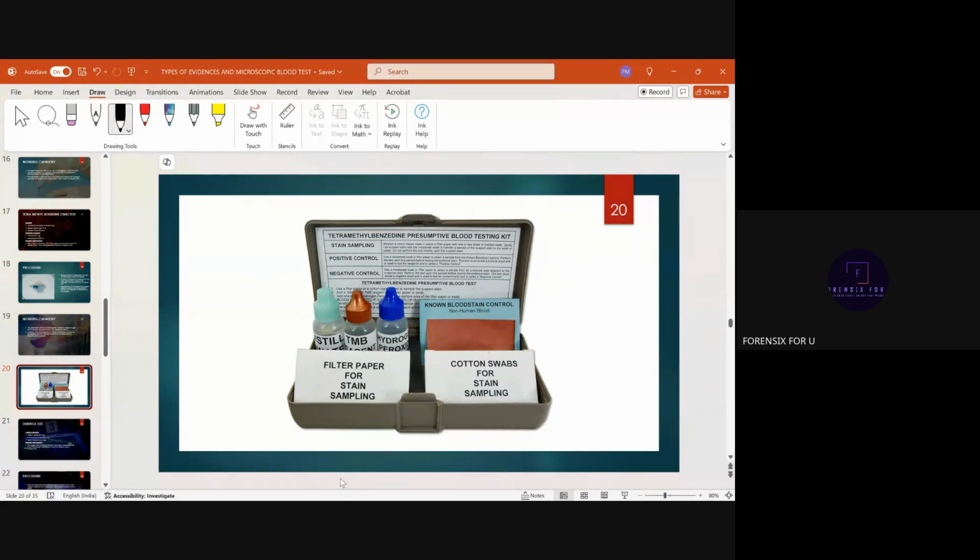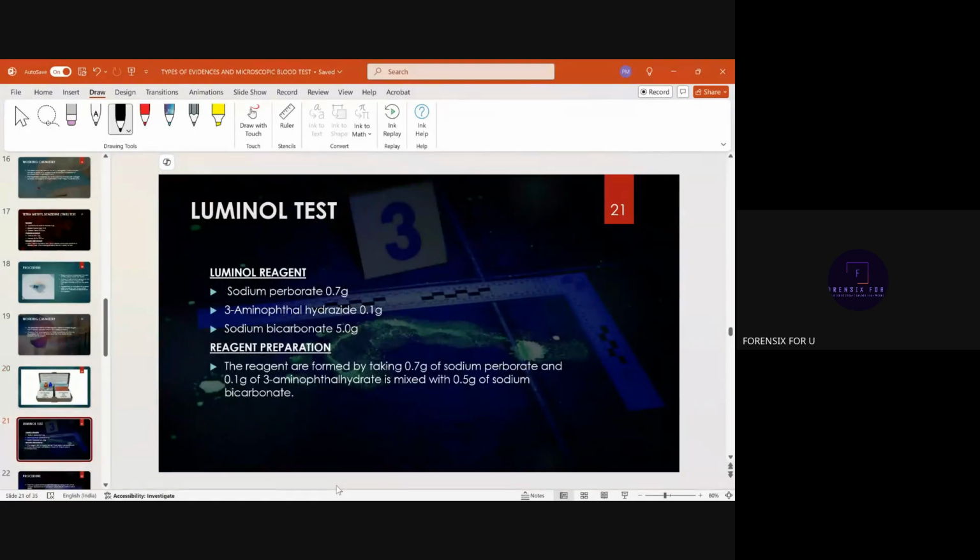This is what a crime scene kit looks like. This is the TMB testing kit which the crime scene experts carry. In cases where the blood has been washed off and you cannot see blood with the naked eye, you use luminol at the scene of crime. So luminol is nothing but sodium perborate, 3-amino phthalhydrazide, and sodium bicarbonate.